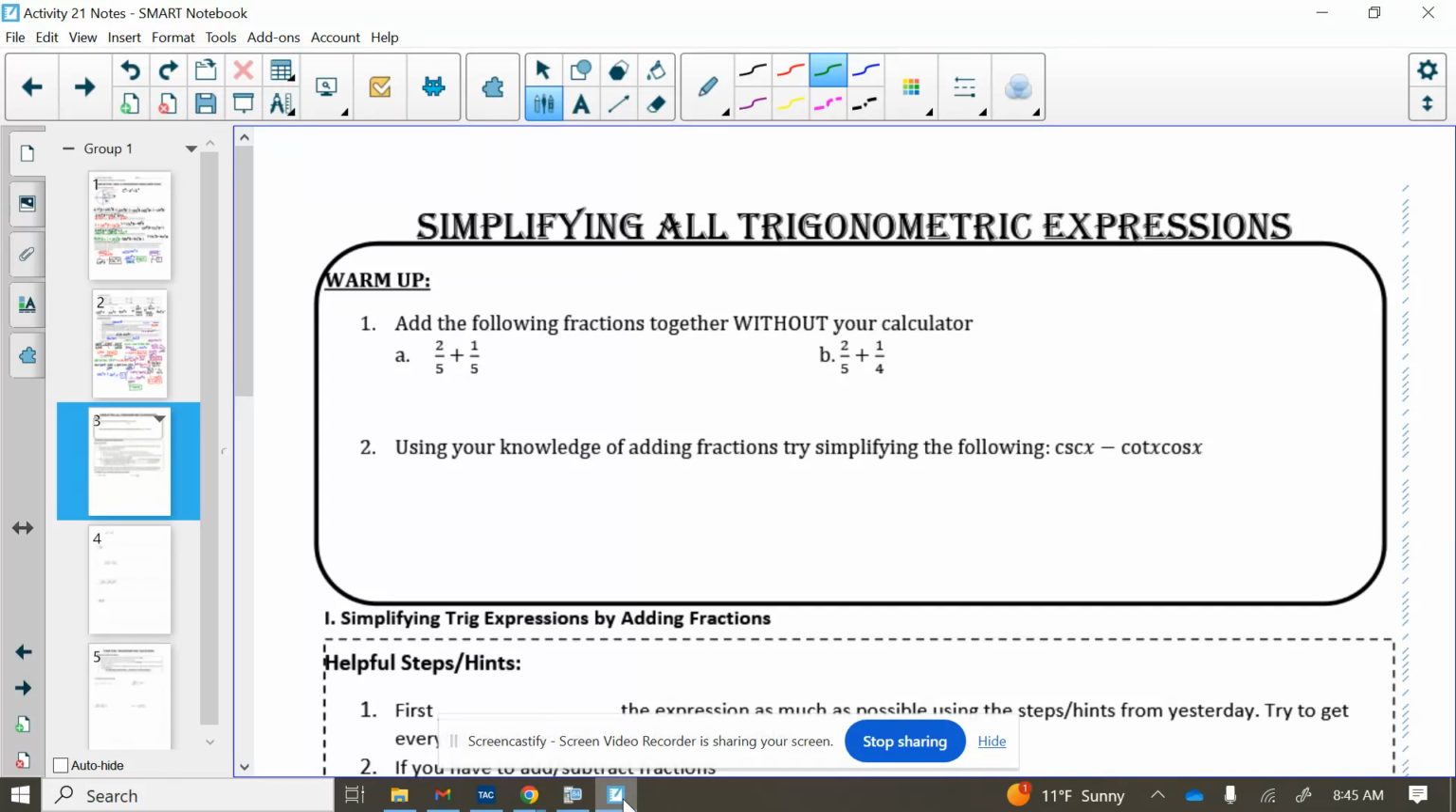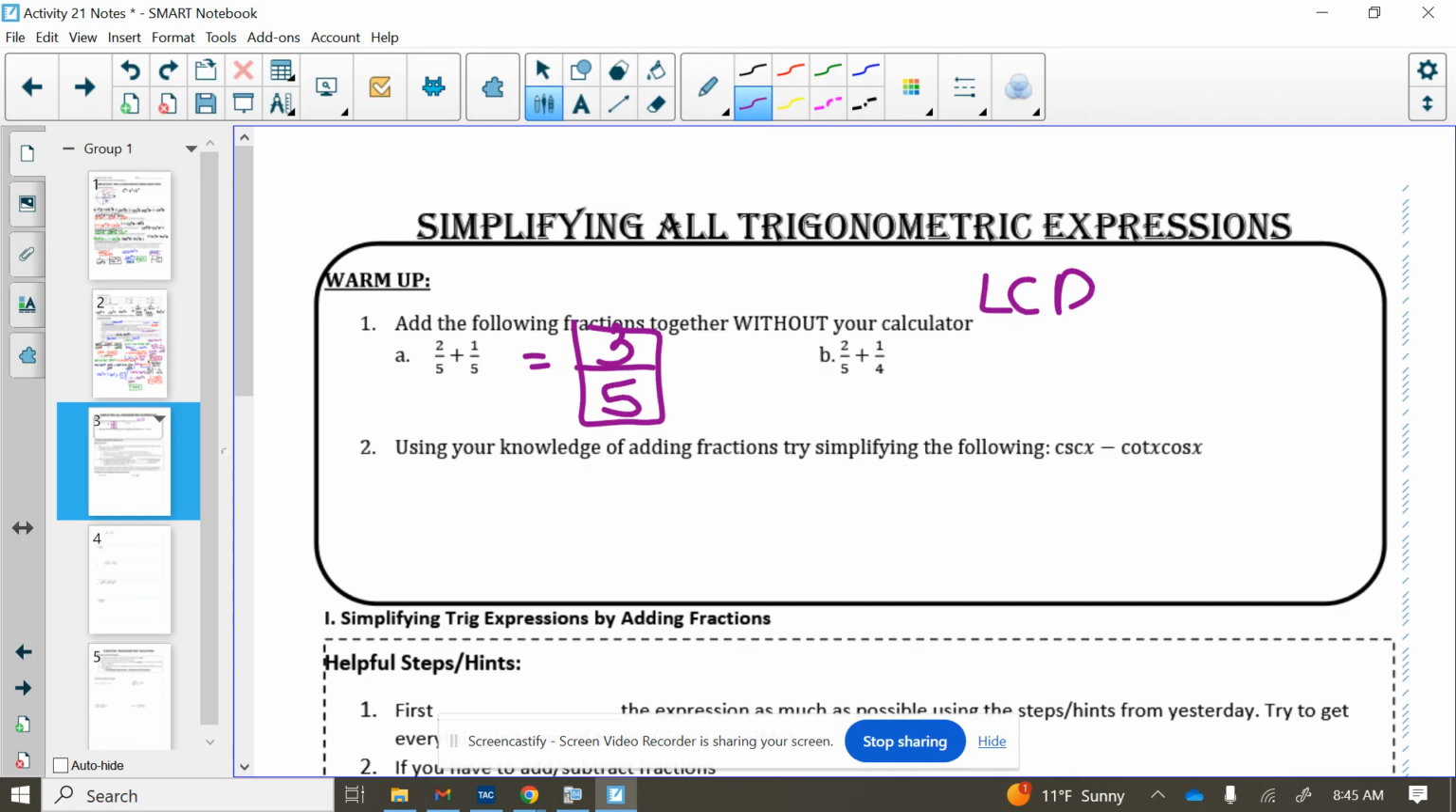Everyone, and welcome back to Activity 21. Today we are going to talk more about some examples for simplifying our trig expressions. Now, as a warm-up, going back to your prior knowledge, if you are going to add fractions together, what you need is a least common denominator. So in our first example, we have a common denominator of 5, so we can just add our numerators. 2 plus 1 is 3, so 3/5 is our final answer.